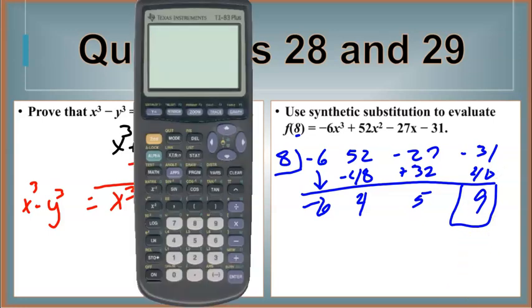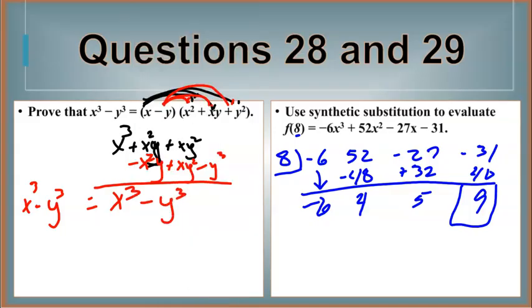Now to verify this, if I go to my calculator, I can just plug everything in here. So I'd have negative 6 times 8 raised to the third power plus 52 times 8 squared minus 27 times 8 minus 31, we would get 9. So either way, you will still get the same solution.